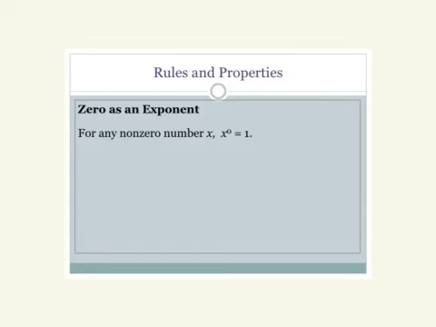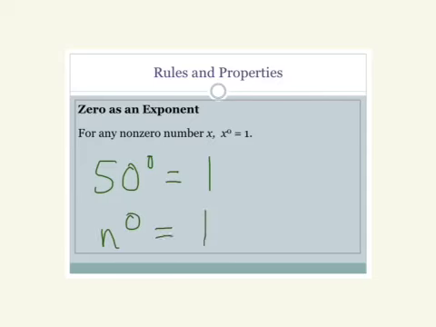Alright, we're ready for the second part of Chapter 8, Section 4, and that is 0 as an exponent. This rule says that for any non-zero number, x to the 0 power equals 1. In other words, anything to the 0 power always equals 1. So, for example, 50 to the 0 power equals 1. N to the 0 power equals 1.